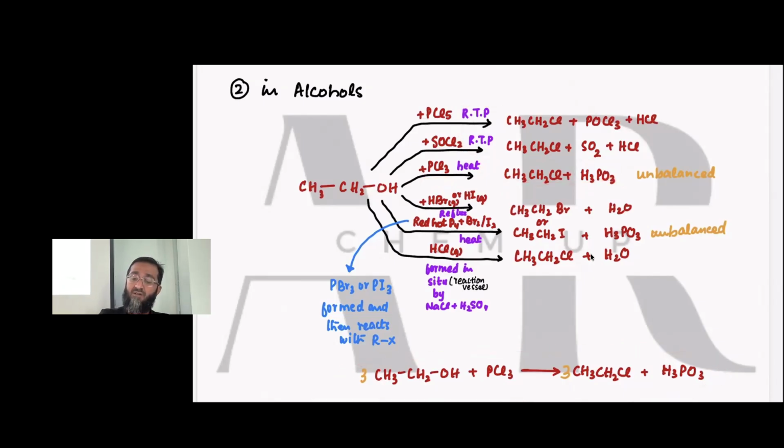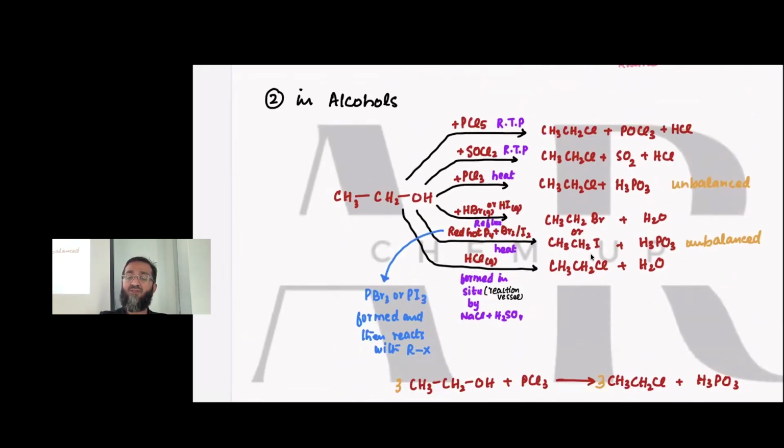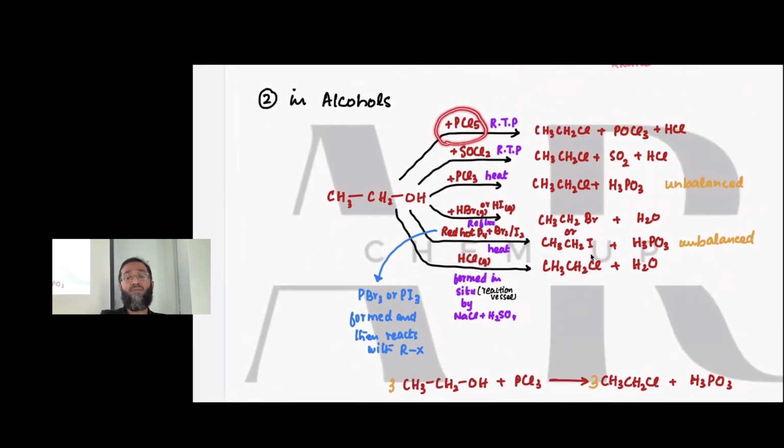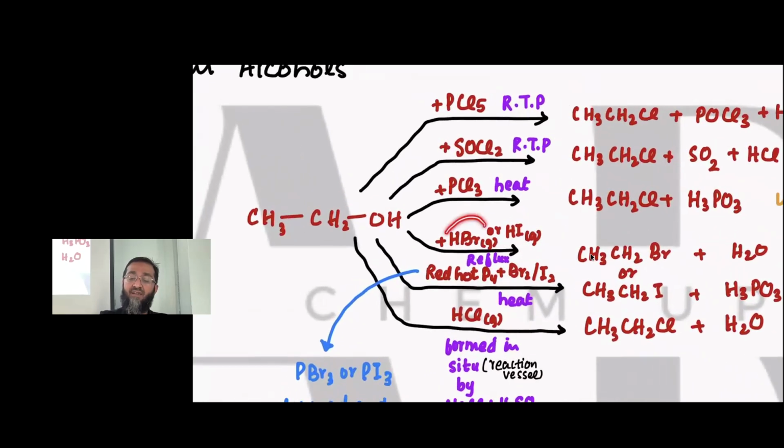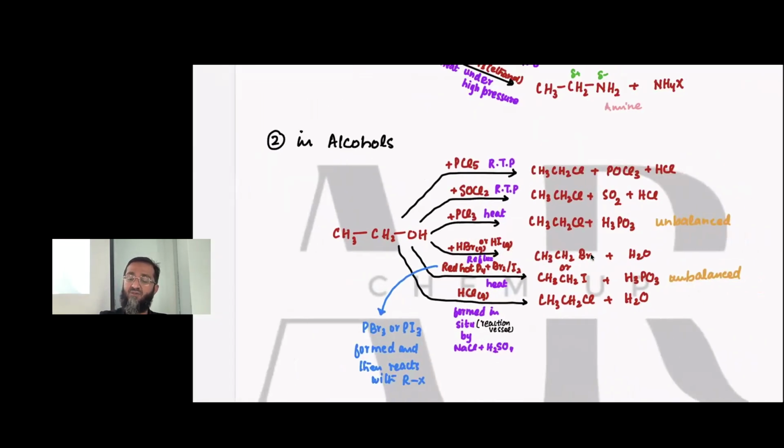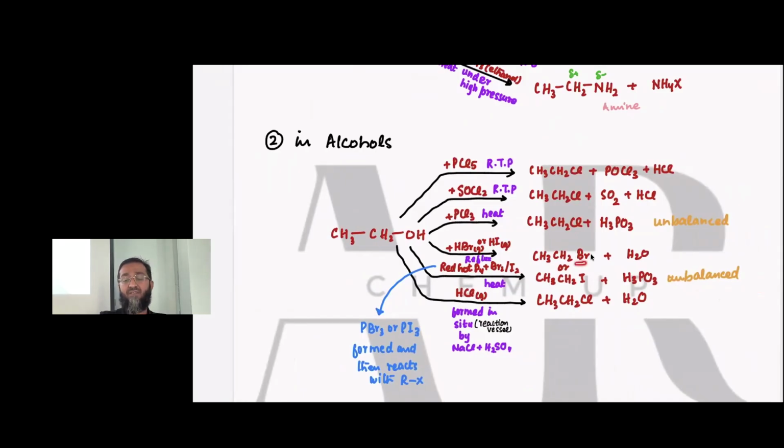Okay, now see, this is the important thing that you need to remember. If I'm making chloroalkane from PCl5, it doesn't mean that with PBr5 I will make bromoalkane. If you need a bromoalkane or iodoalkane, you need hydrogen bromide gas or hydrogen iodide gas. When you react with either hydrogen bromide gas or hydrogen iodide gas, you will get the bromine or iodine substituting the OH group, and as a result you will get water as a byproduct.